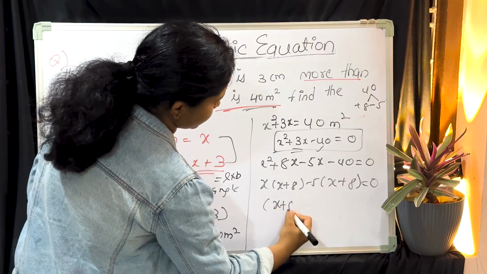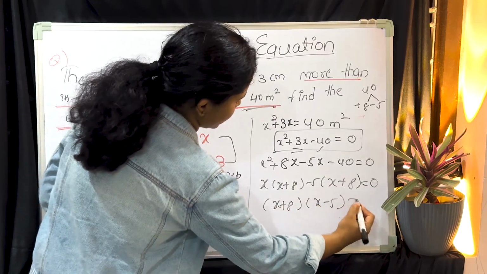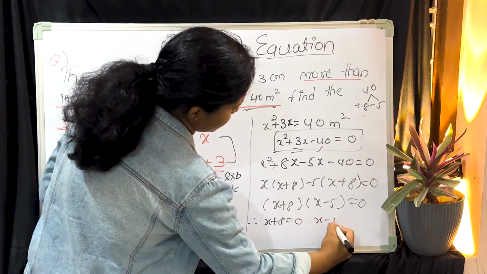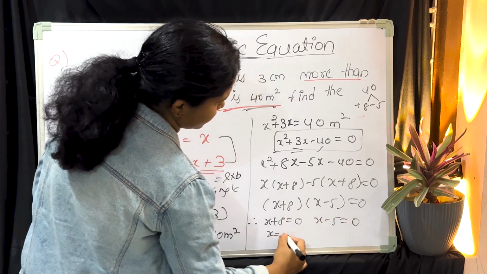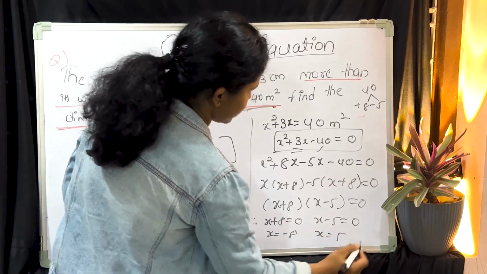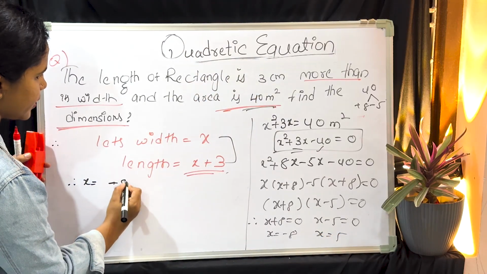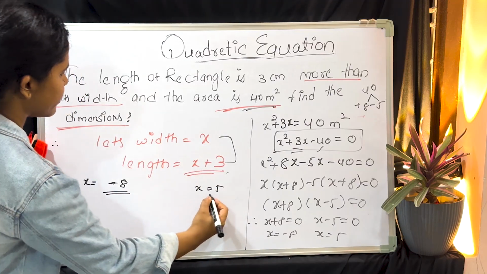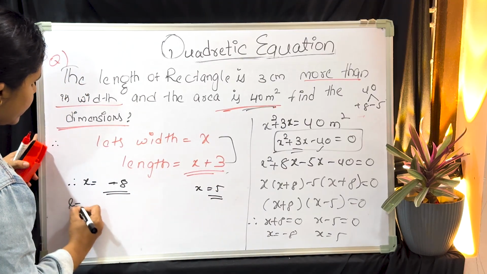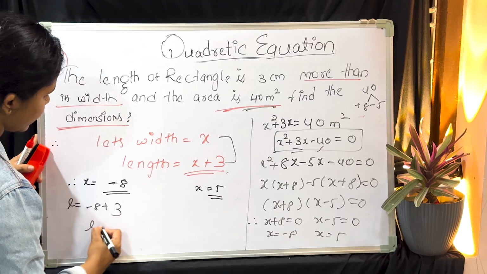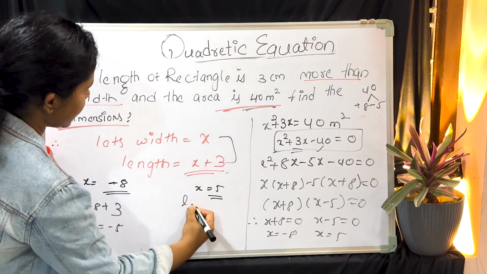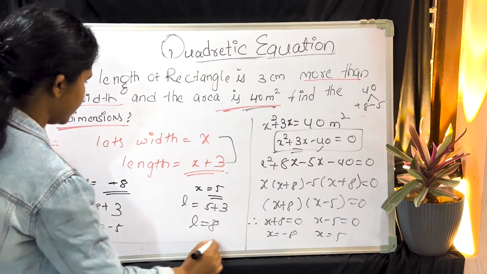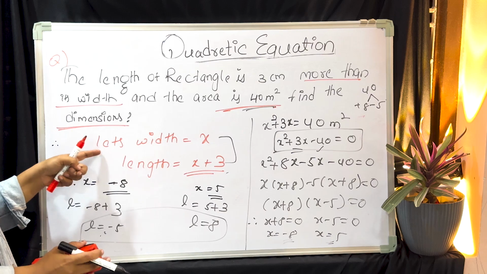x plus 8 is common. So x plus 8 of x minus 5 is equal to 0. Therefore x plus 8 is equal to 0 and x minus 5 is equal to 0. x is equal to minus 8 and x is equal to 5. If x is minus 8 or 5, okay, width is minus 8 or width is 5, then the length is minus 8 plus 3, which is minus 5, or 5 plus 3, which is 8. This is the length. They are asking for these dimensions.